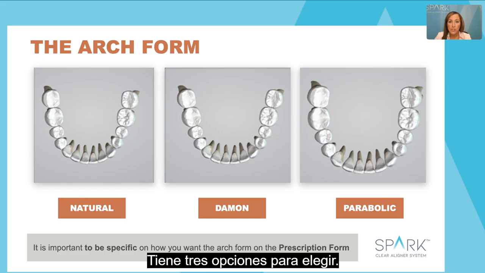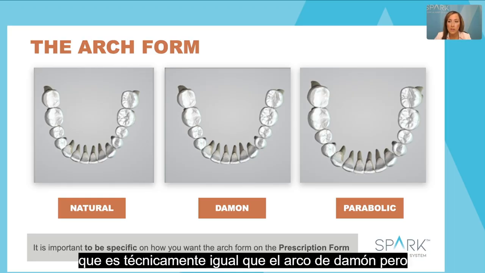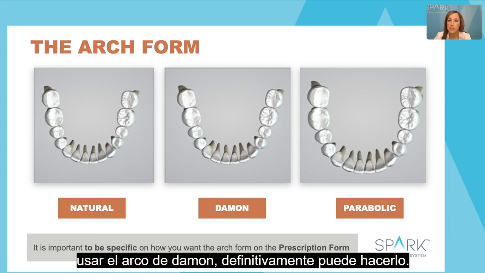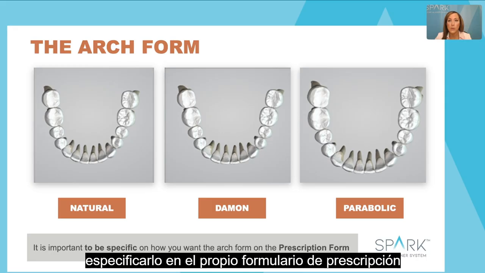You have three options to choose from for the arch form with Spark: the natural arch form, the Damon, which is a broader arch form on the upper and lower, as well as the parabolic arch form, which is technically the same as the Damon arch, but with compression of the second molars. So remember, if you want to work with natural, but on a specific case you want to use the Damon arch, you definitely can. The take home here is you can specify that on the prescription form itself, because the prescription form overrides the preferences.